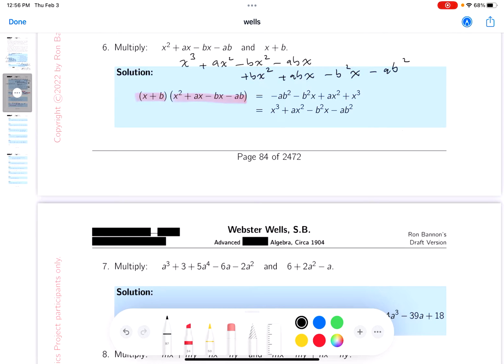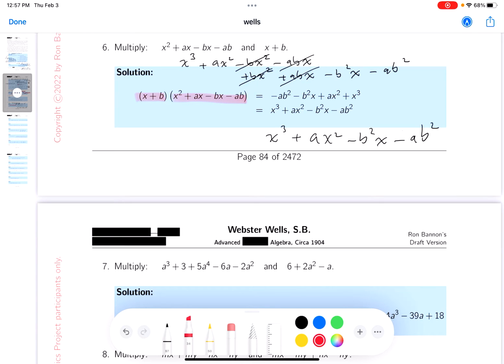And what I'm going to do now is kind of add things together. But I noticed immediately when I do that, certainly these things disappear and these things disappear. And what would you be left with? X cubed plus, we'll look at the key in a moment, ax squared minus b squared x minus ab squared.